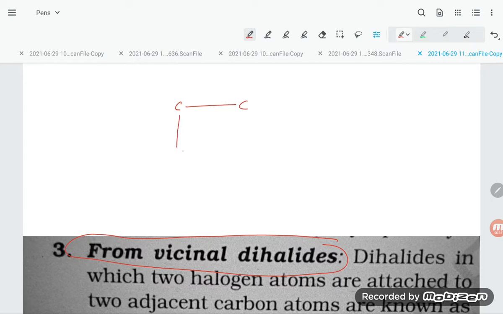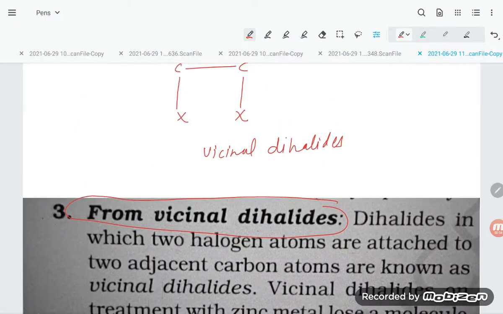Suppose two halogen atoms are there on consecutive carbon atoms, so that is what is known as, student, the vicinal dihalide. This is what vicinal dihalides are, that you have to keep in mind. If halogen atoms are on two continuous carbon atoms, that is what is known as vicinal dihalide.